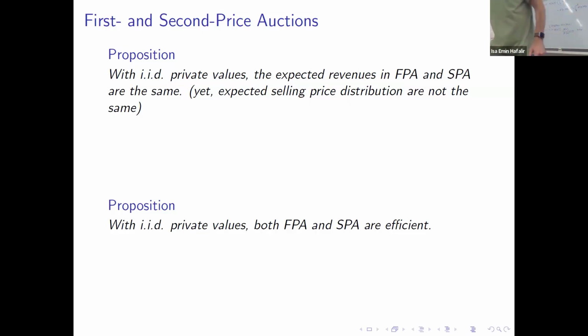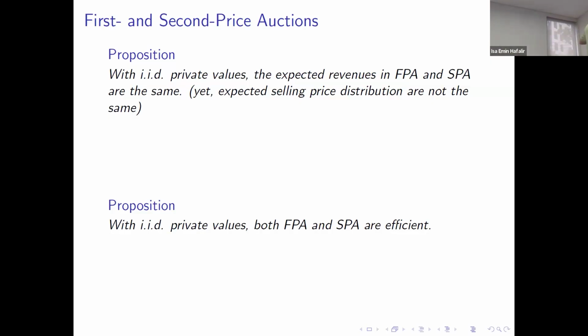All right. So what I will do right now is I'm going to write down the expected revenue in a first price and second price auction, and then talk about the price distribution and show that they are different. And therefore, this is not in the slides, so you just need to follow me here.